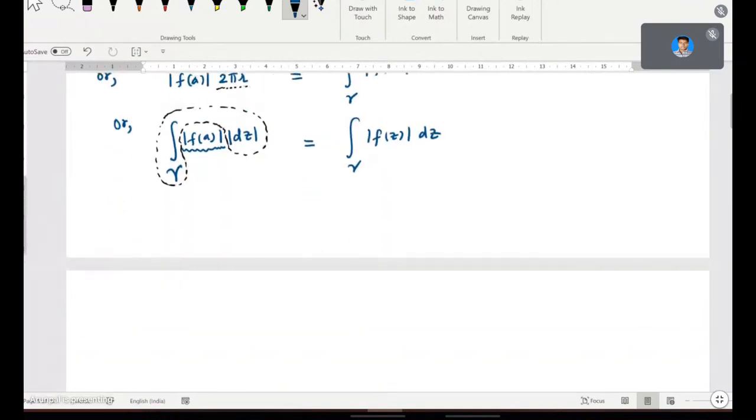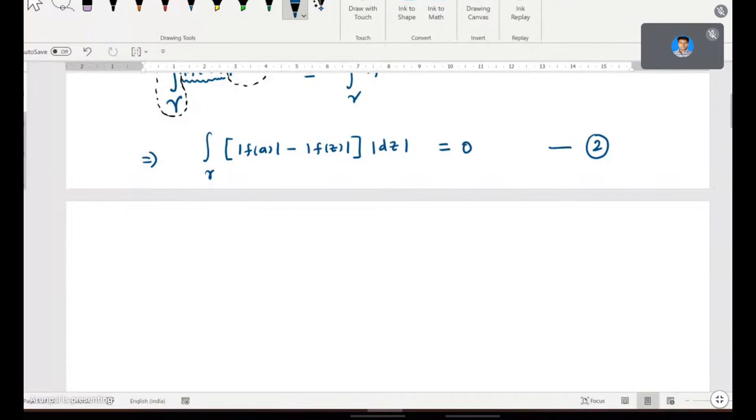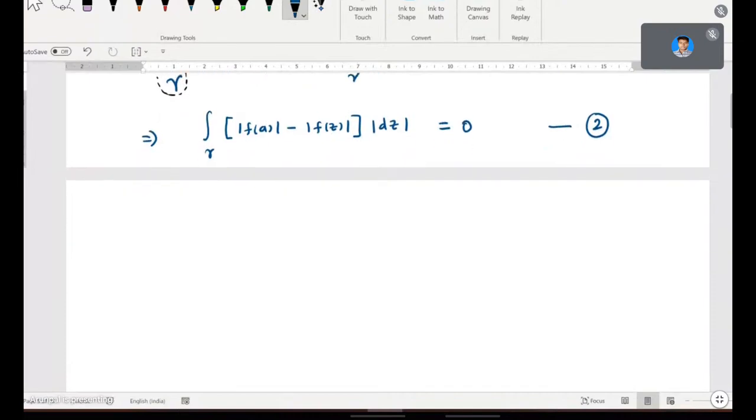So some sort of intelligent manipulation. Class, this implies that now the integral over gamma of mod of f(a), and using the simple algebra of the integration theory, minus this modulus of f(z) dz, this is equal to what, class? This is equal to 0. Right? Okay, class.